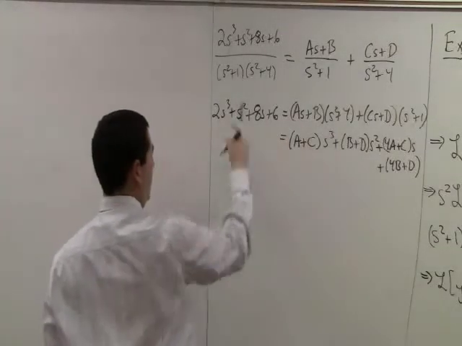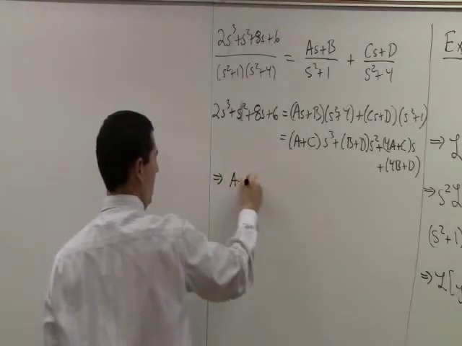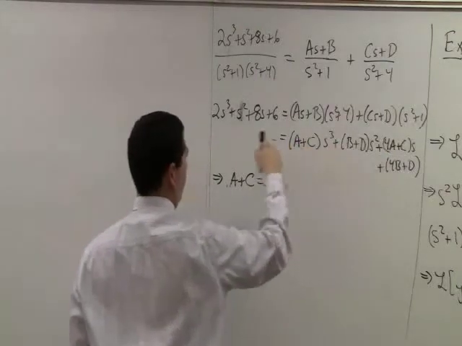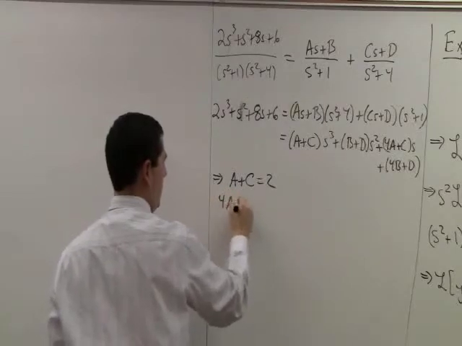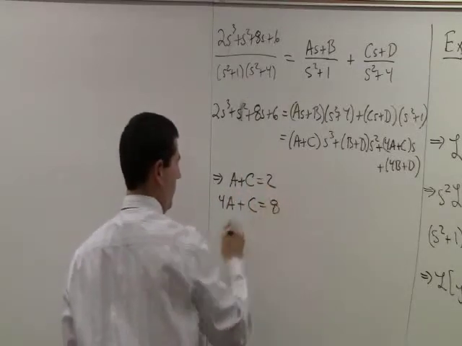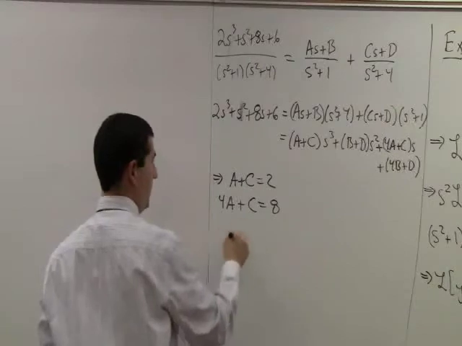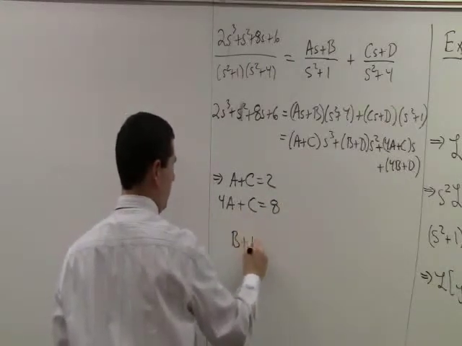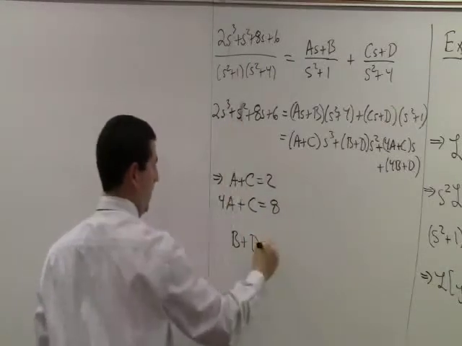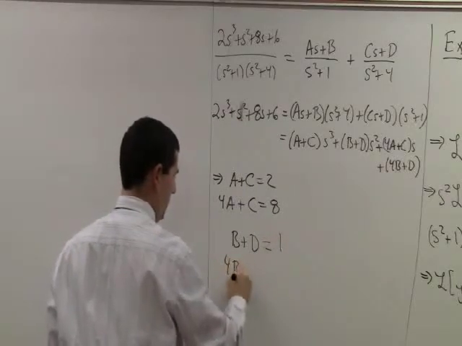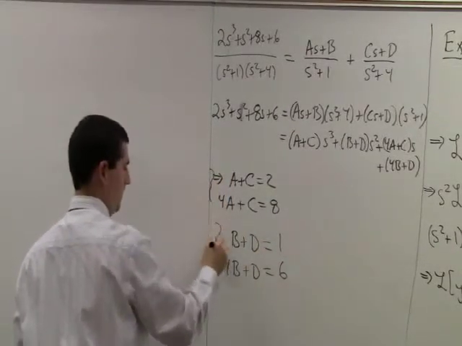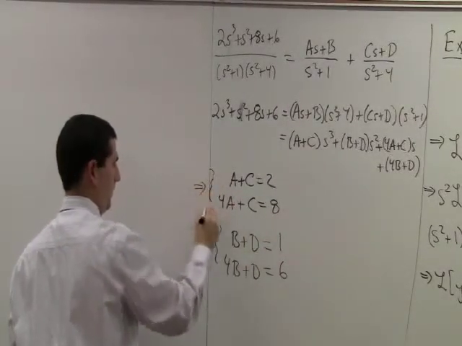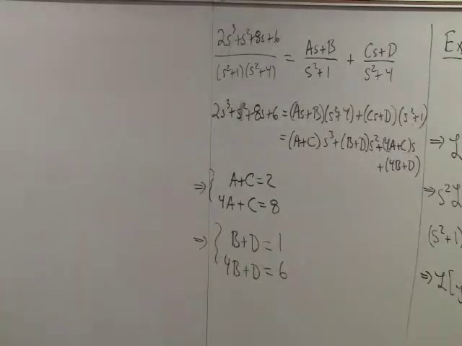Okay, so we get a plus c is 2. And let me skip the b plus d and do the 4a plus c. 4a plus c is 8. And then the second set of equations we get is b plus d equals 1, and 4b plus d equals 6. Everybody agree?